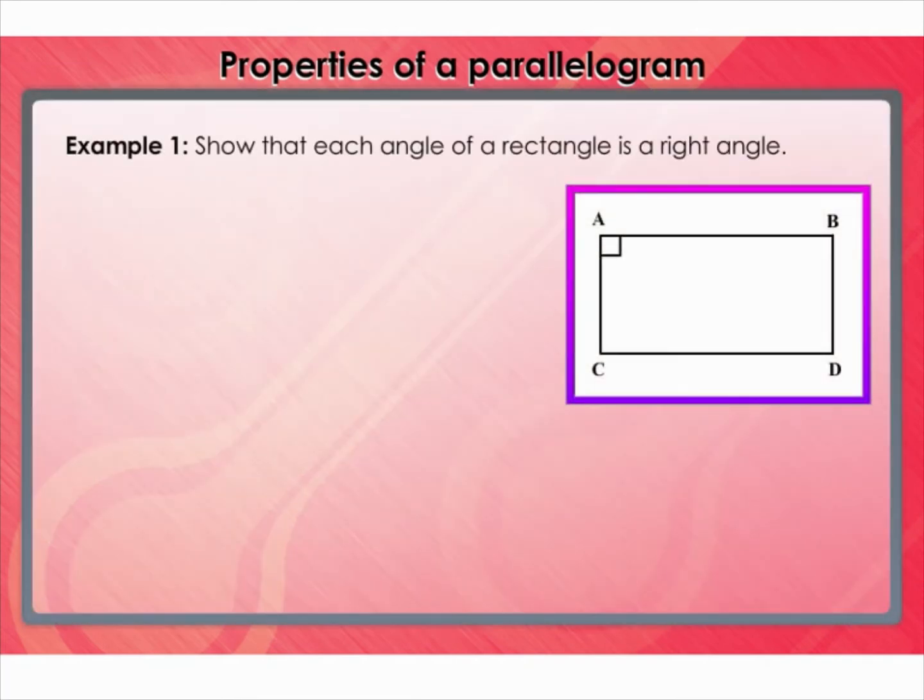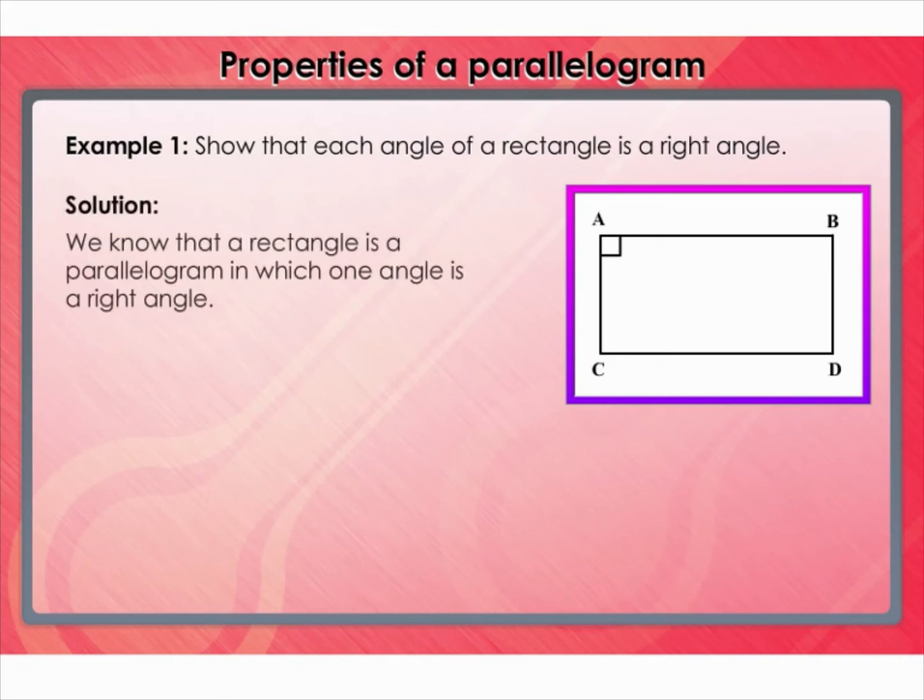Let's see some example problems here. Show that each angle of a rectangle is a right angle. Solution. We know that a rectangle is a parallelogram in which one angle is a right angle. Consider a rectangle ABCD in which angle A is equal to 90 degrees.